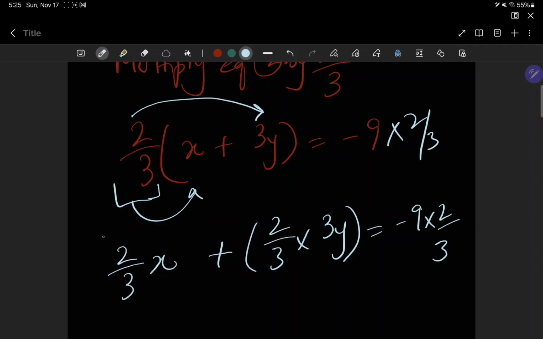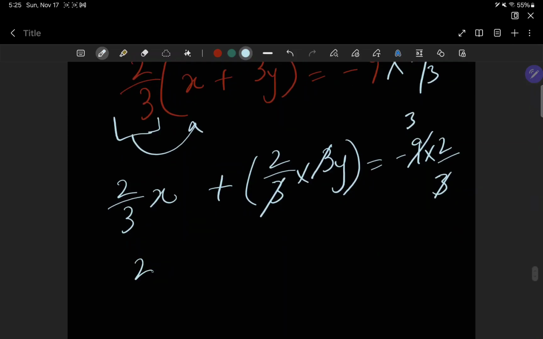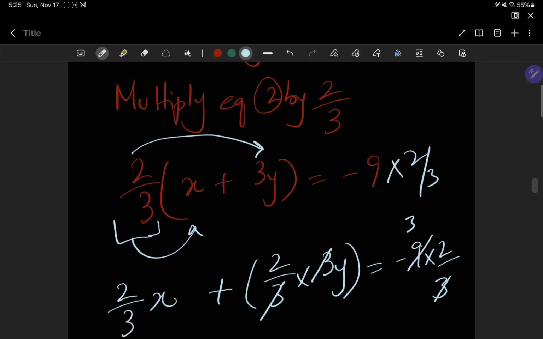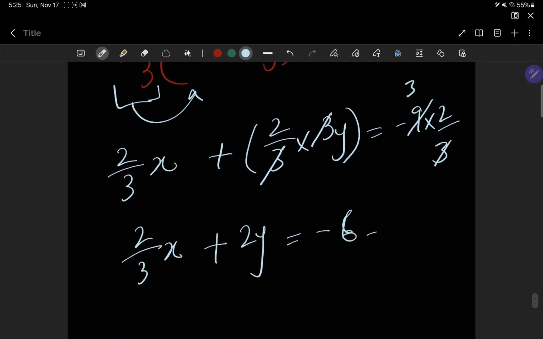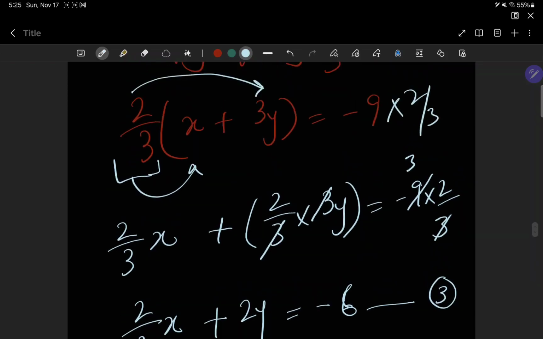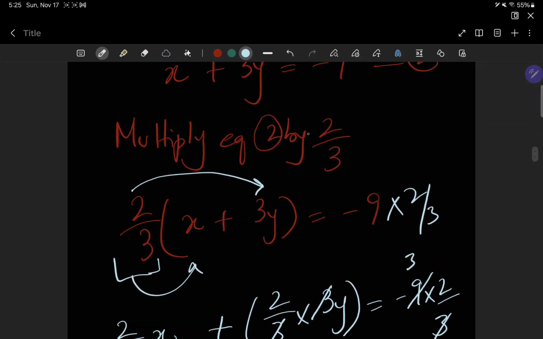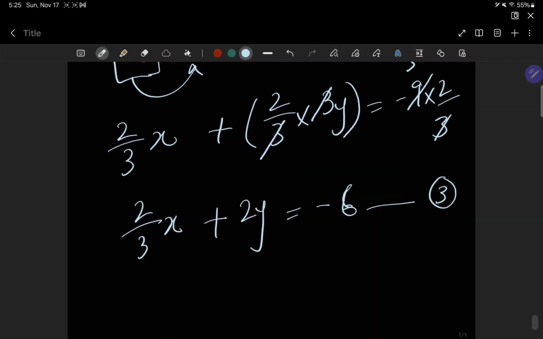Let's simplify. 2 by 3, x stays that way. 3 and 3 cancel each other, and 3 times minus 3. We get 2 by 3x plus 2y equals minus 6. This is now, we're going to number this equation number 3. So what we did was we took equation number 2, and now it's equation number 3.